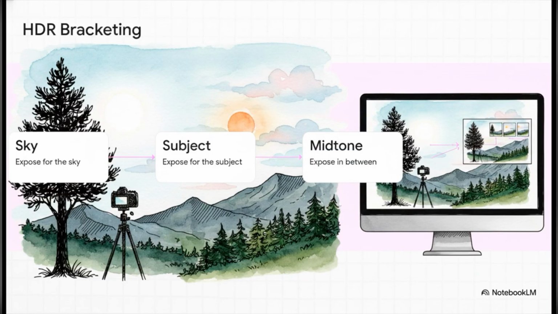Let's break down the bracketing workflow. First, get your camera perfectly still on a tripod. Step 1, take a photo perfectly exposed for that bright sky. Step 2, take another one, this time exposed for your dark subject. Step 3, take a standard middle-of-the-road exposure right in between. And finally, step 4, you take those 3 files into your editing software. The software does the heavy lifting, mathematically blending them together, cherry-picking only the perfectly exposed parts from each frame to build one absolutely flawless image.